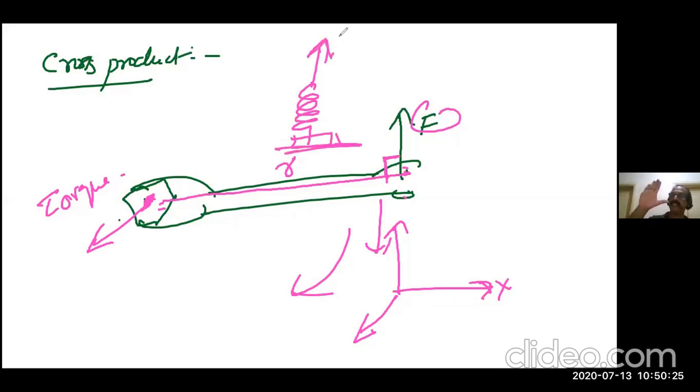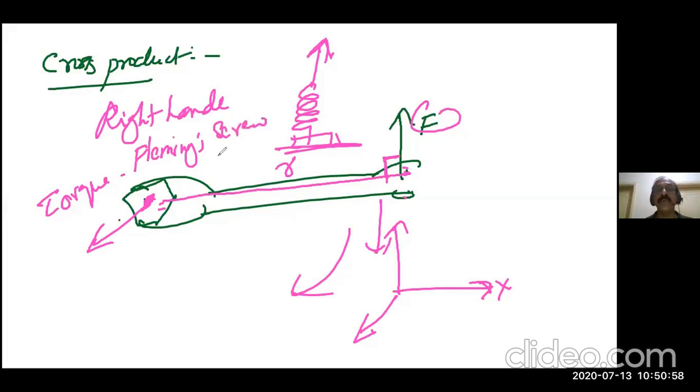Look at my right hand. This is the tip, this is the handle. I'm holding like this and turning like this. You see, this is the XY plane. The handle is turning, the screw is going inward. If I turn it in the opposite direction like this, the screw is coming outward. So the direction of this resultant vector can be obtained by this rule, known as the right-handed screw rule.